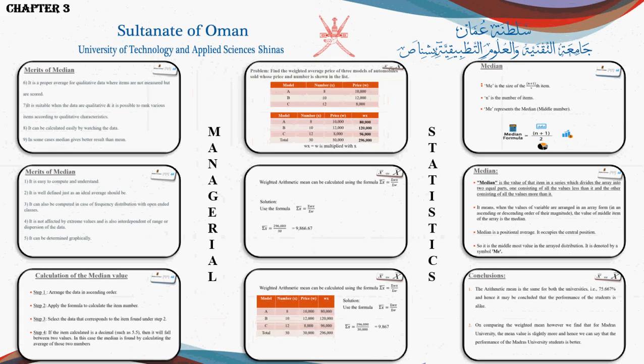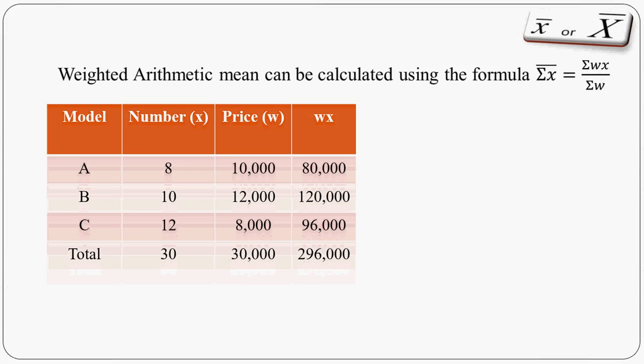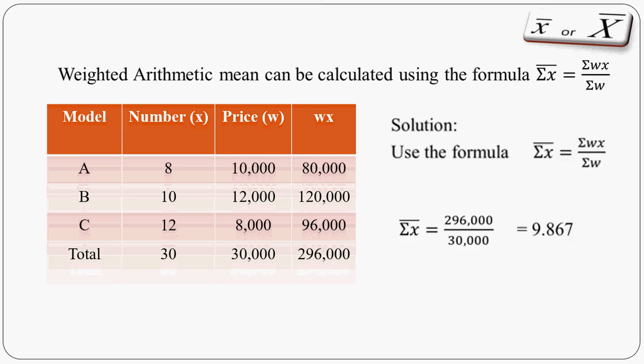So let us proceed. In this regard, the weighted arithmetic mean can be calculated by using the formula. I'm going to show you. After using the formula, this is the result we calculate. So sigma Wx is 296,000 divided by sigma W 30,000. So 9.867. This is the result.